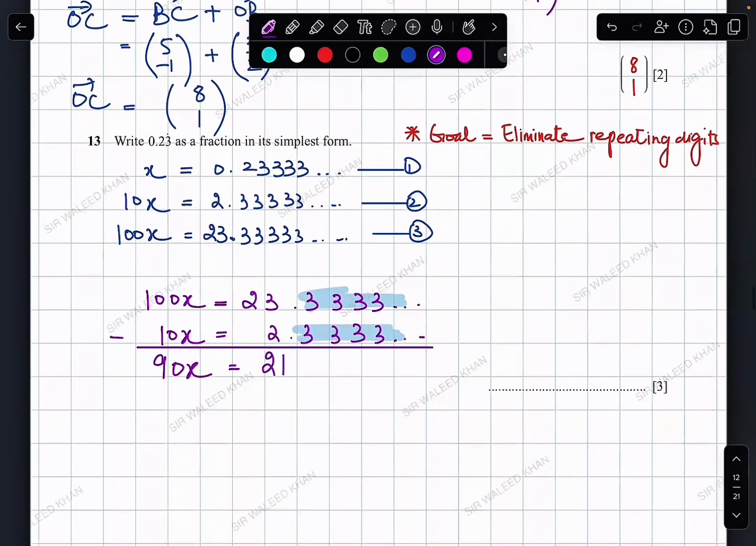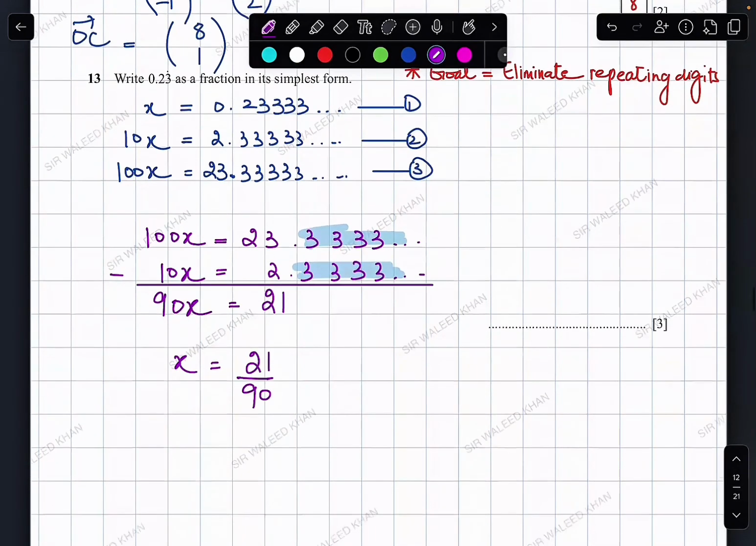So x is equal to 21 over 90. They are in the table of 3. So 3 times 7 is 21. 3 times 30 is 90. So 7 by 30. That's your answer.